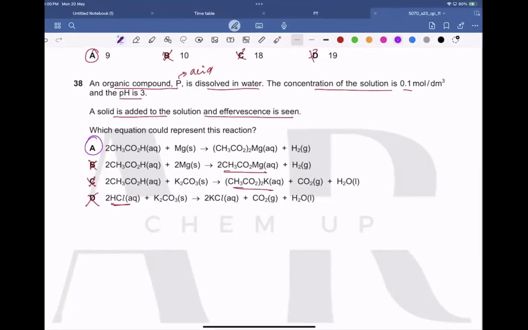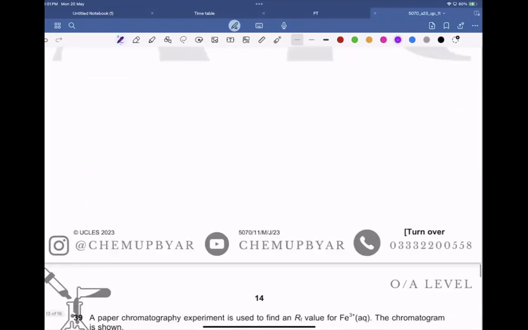Is this clear? Yes. See, in B and C, they have given you the wrong formulas because the correct formula with magnesium is going to be this, and with potassium is going to be this, because potassium has a +1 charge and magnesium has a +2 charge. And in D, they didn't show an organic acid, but a normal acid.